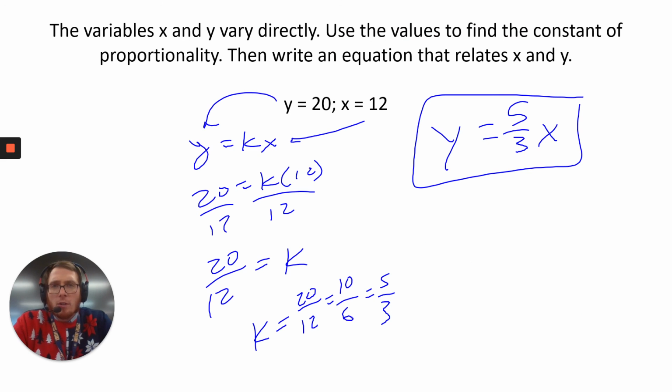Please make sure that you're looking at this section closely. You're going to have to do questions like this on your test, so you want to make sure that you understand how to solve for the constant of proportionality, like in this example on the screen, and how to write the equation for the relationship between x and y.